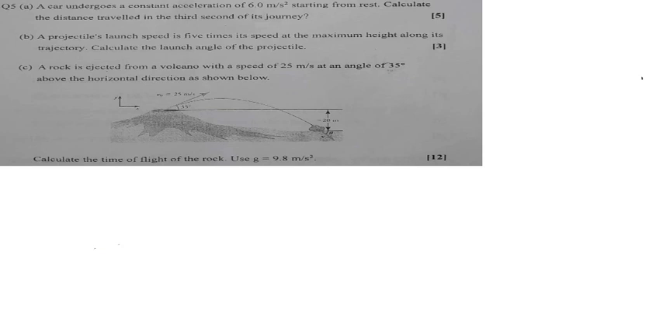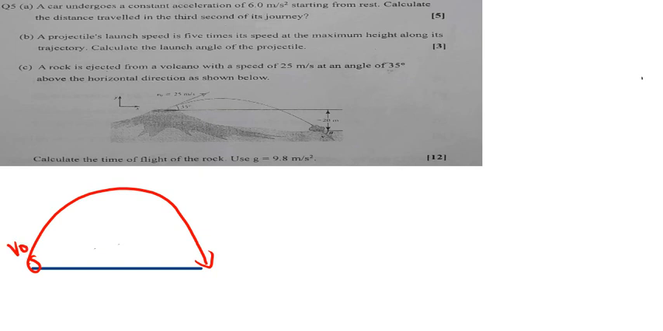So here is my projectile motion. We are launching it from this point, okay, going there until it reaches there. They are saying that the initial speed which we are going to have is 5 times its speed at maximum height. At maximum height, we expect to have the final velocity there.